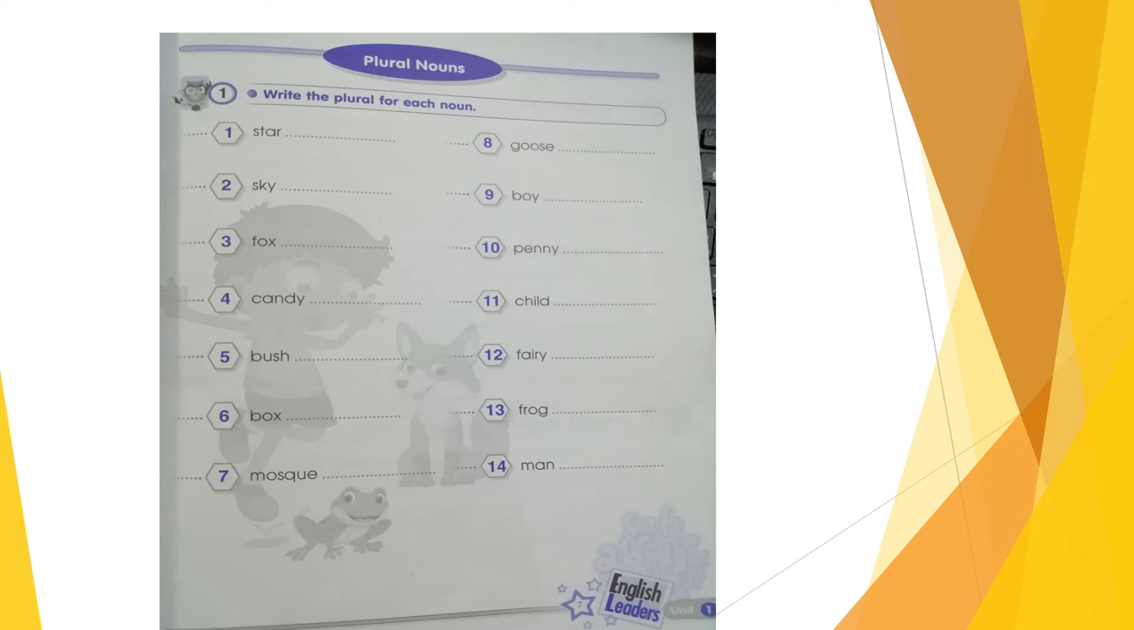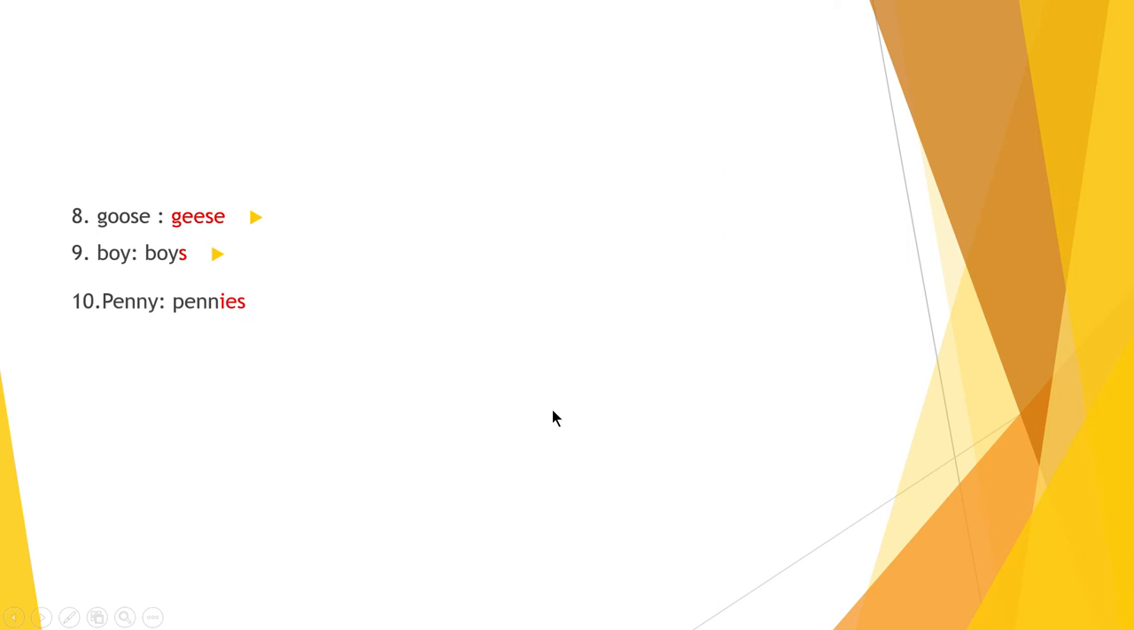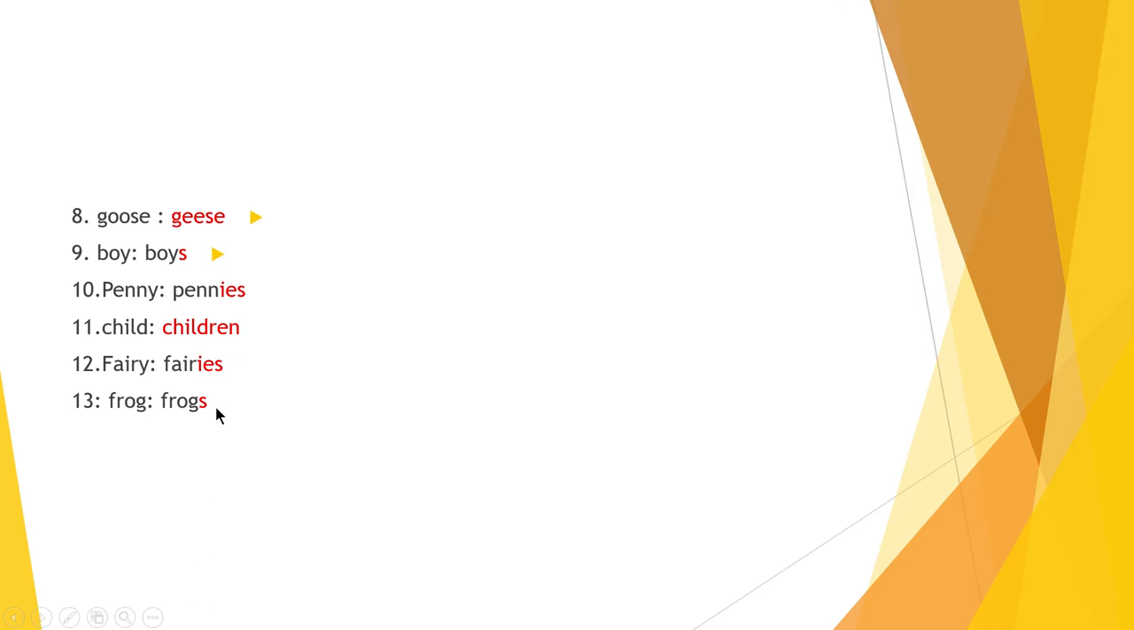Okay, frog. Which rule does frog follow? أي قاعدة بيتبع الفروغ؟ Yes, rule number 1. We simply add s. So frogs. We simply add s.